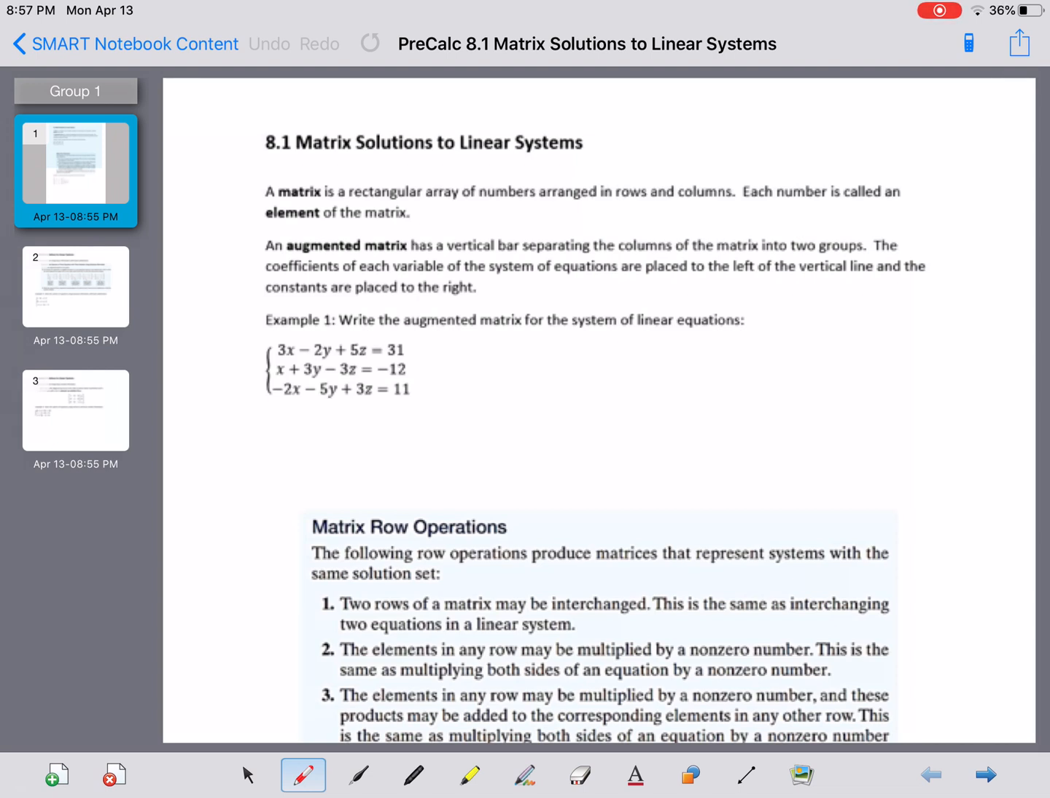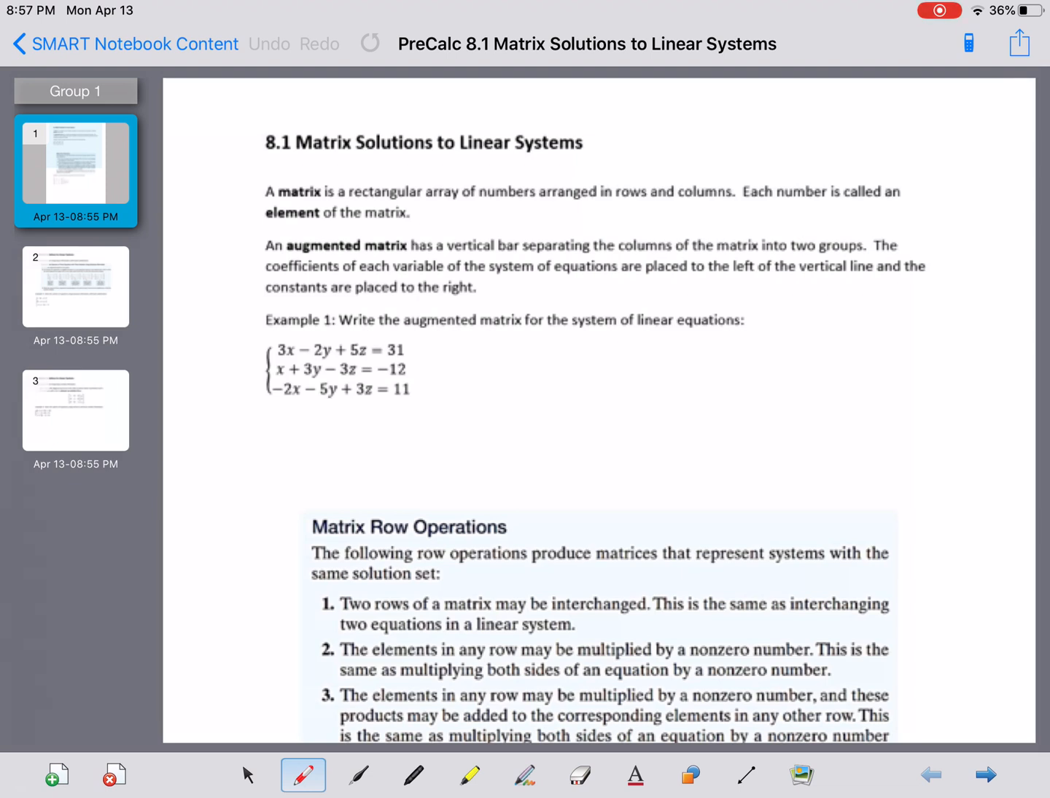So in 8.1, we're just starting with matrices, and the biggest thing different from Algebra 2 is we're working with an augmented matrix. So a matrix is that array of numbers involving rows and columns. Each individual part in there is called an element. And we are going to work a lot this chapter with augmented matrices.